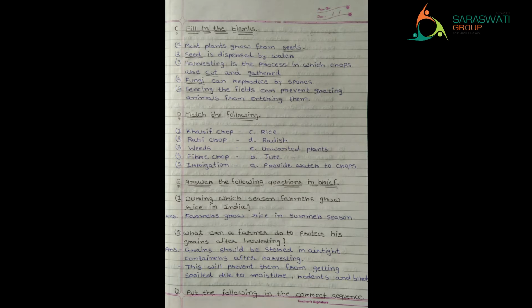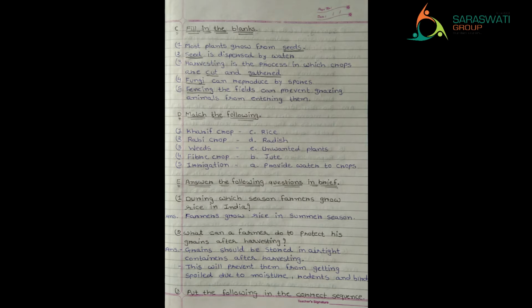The first one is Kharif crop, that is rice. I have written it with the option, right? The C option is the correct answer. Okay. Then the second one is Rabi crop, that is radish.